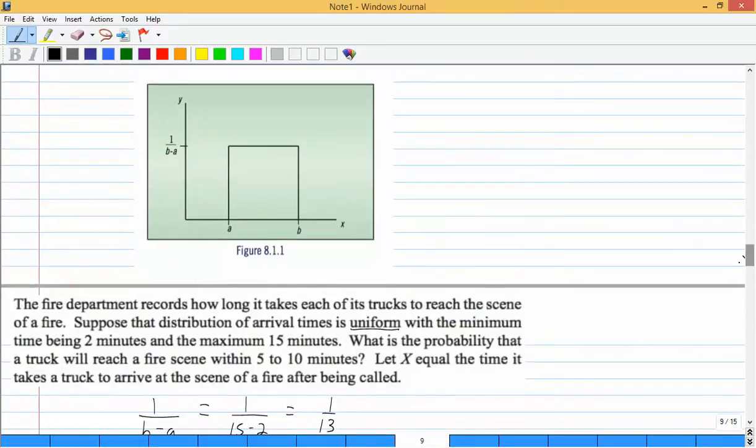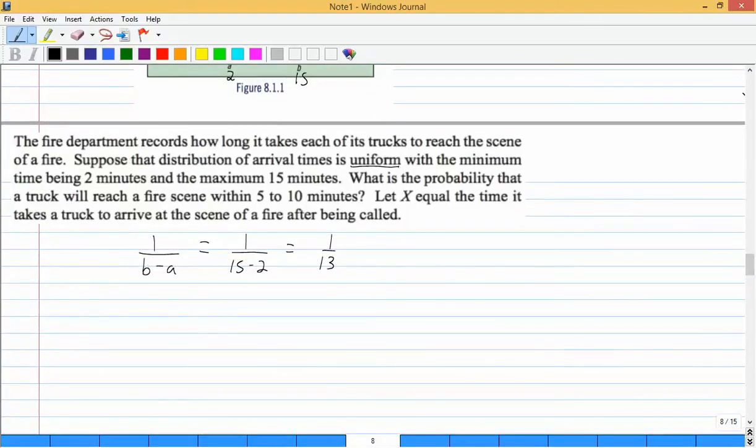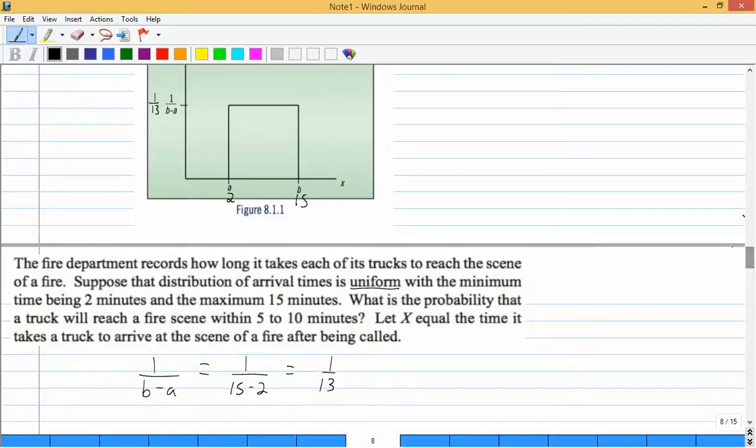So if we looked at this graph here, for the problem we're working, a is 2, b is 15, so that means the probability at any time between 2 and 15 minutes is going to be 1 over 13. So the probability for 2 minutes, 3 minutes, 4 minutes, 5 minutes, 6 minutes, all those probabilities are the same, 1 over 13. Probability for 2 minutes and 12 seconds, 1 over 13. Alright, so if we want to know the probability that the truck will arrive between 5 to 10 minutes, somewhere right here, pretend we have a 5. Somewhere right here, pretend we have a 10.